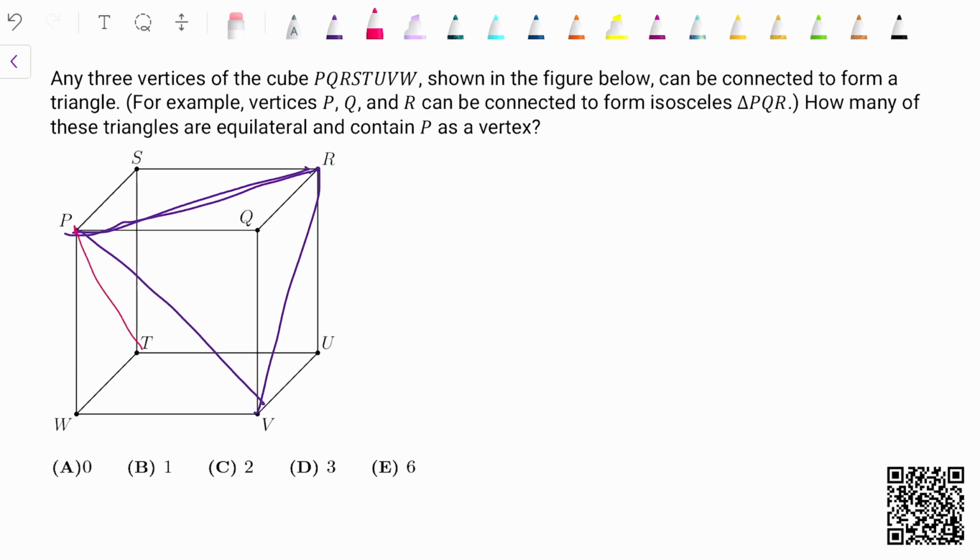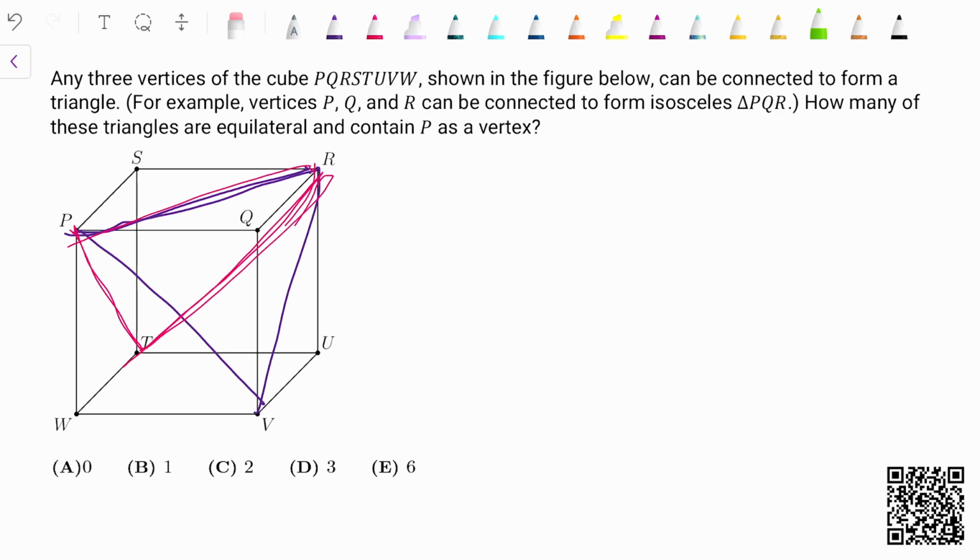We can jump from P to T, then jump from T to R, and then jump from R back to P. Even though it doesn't really look like it, it is in the diagonals of square STUR, so it is still an equilateral triangle. And that's the thing about this cube, it doesn't really look proportionate sometimes, especially our last example I'm about to show you guys.